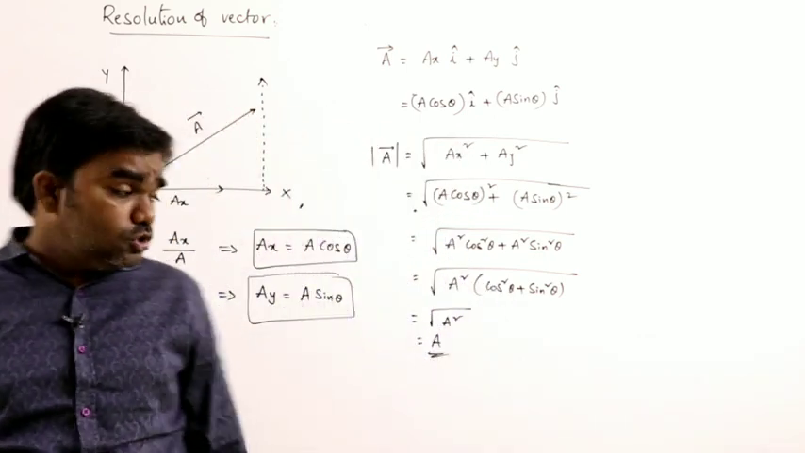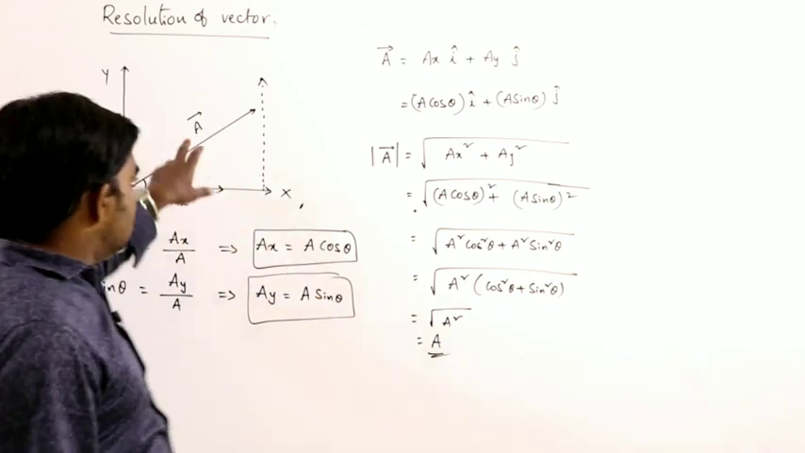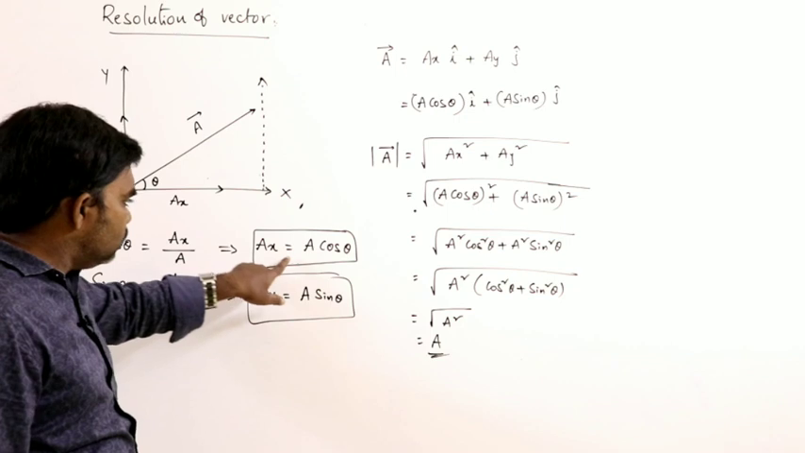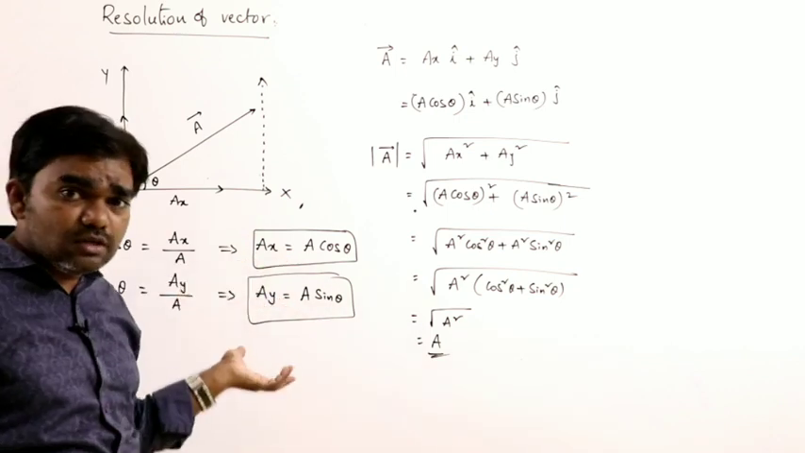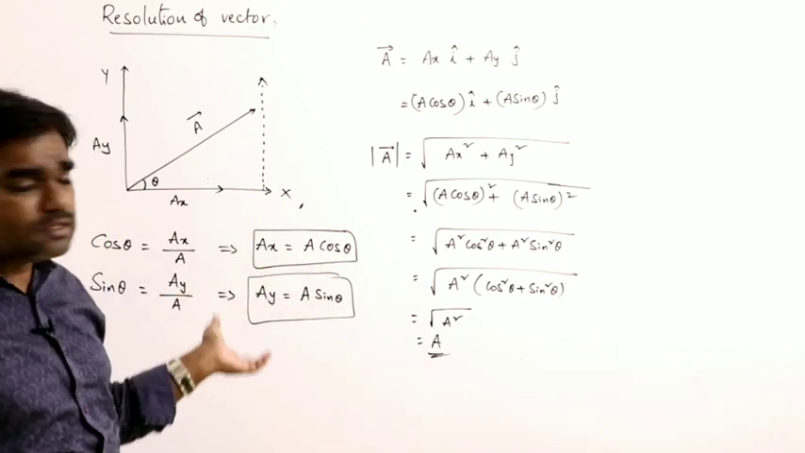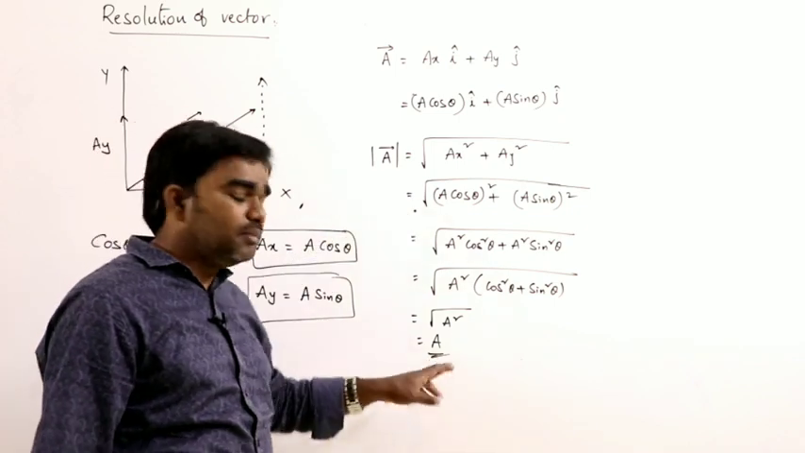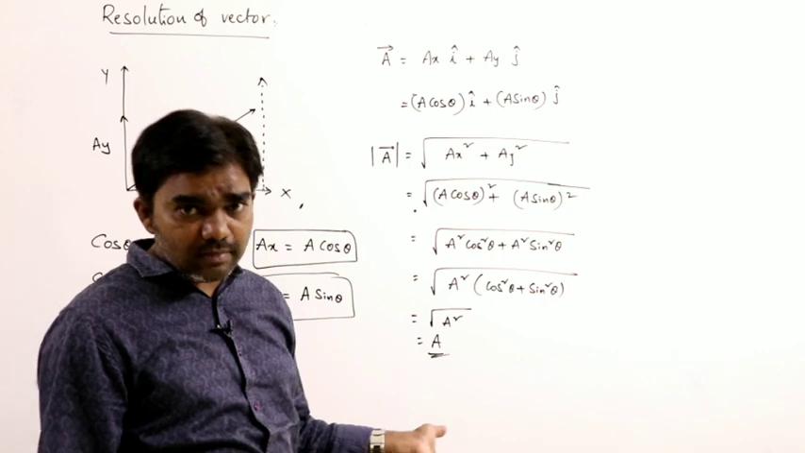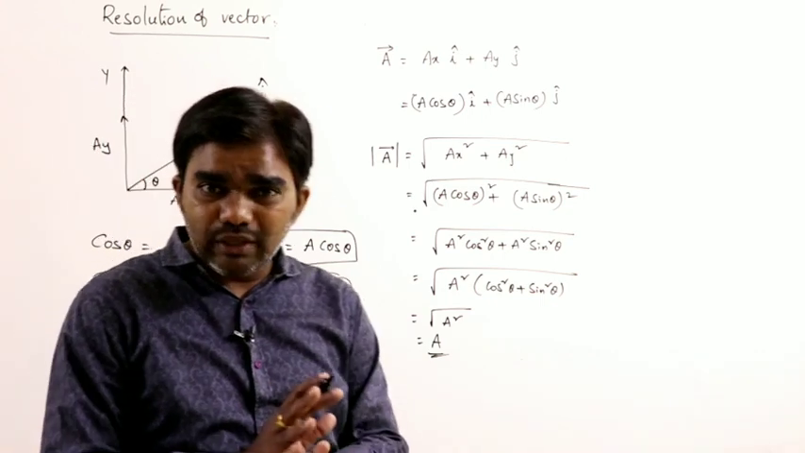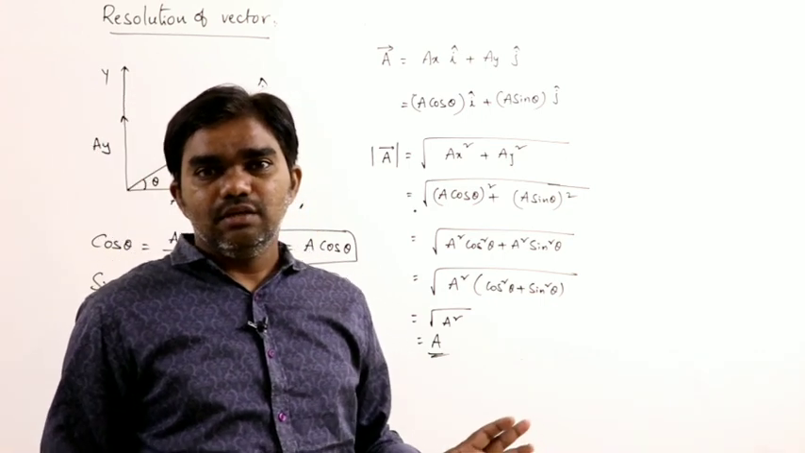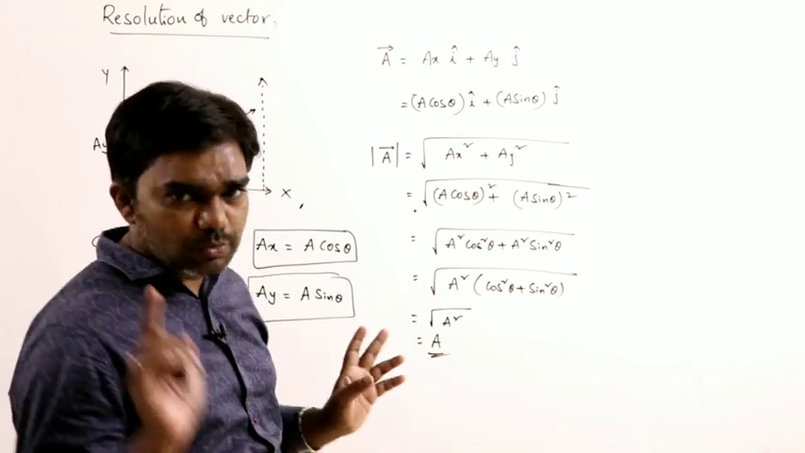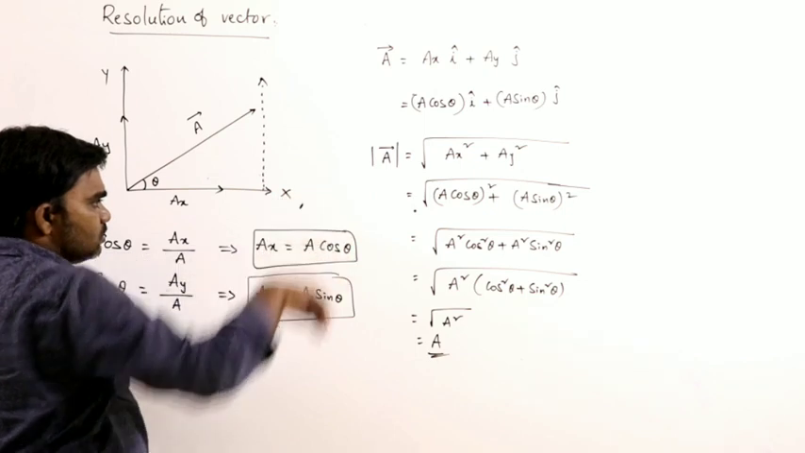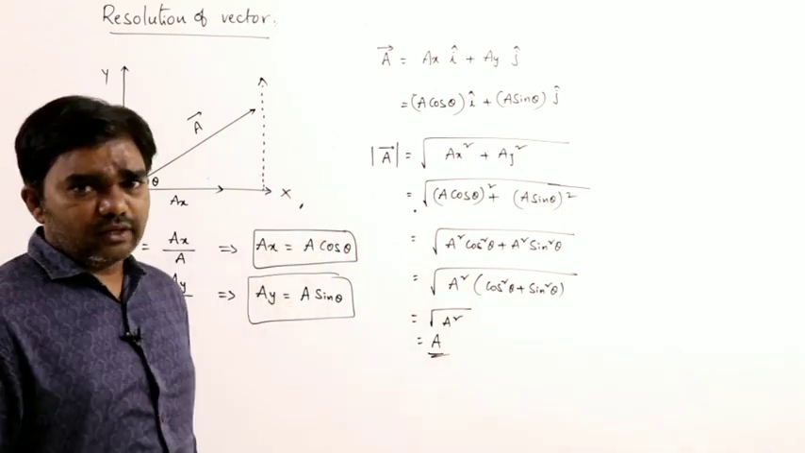So due to this result, the vector a bar can be divided into two components, but the magnitude of the vector remains constant. The magnitude never changes. That is a very, very important thing. So this is the concept of resolution of vectors.